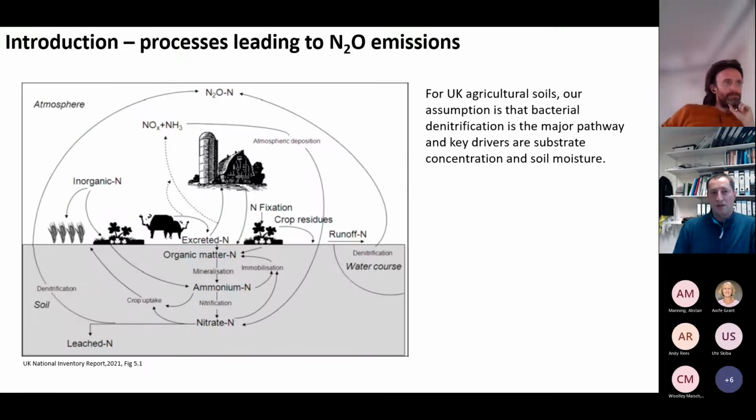But from an emission inventory perspective, we've kept it much more simple. And in fact, this is the figure that we've put in the National Inventory report. So there's just one line really coming to nitrous oxide from denitrification. For UK agricultural soils, our assumption is that bacterial denitrification is the major pathway, and the key drivers for how much N2O is coming are the substrate concentration, so the amount of nitrate in the soils, and soil moisture.